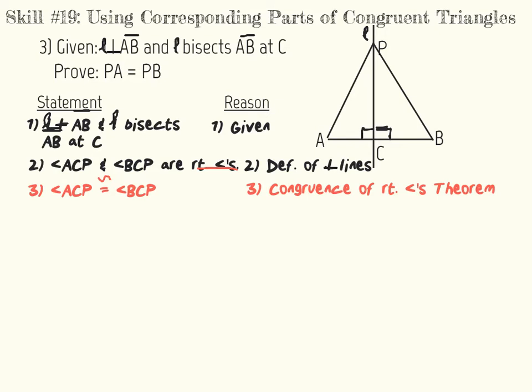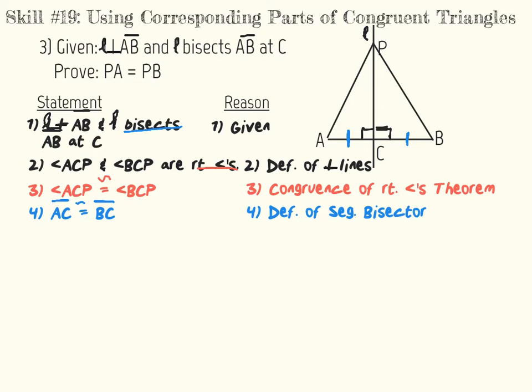Alright, step 4, we now should look at our other definition, the bisecting part. So the bisecting part, if L bisects AB, then that makes A and B the same. Okay, so that's my next step. So segment AC is congruent to segment BC by definition of segment bisector.